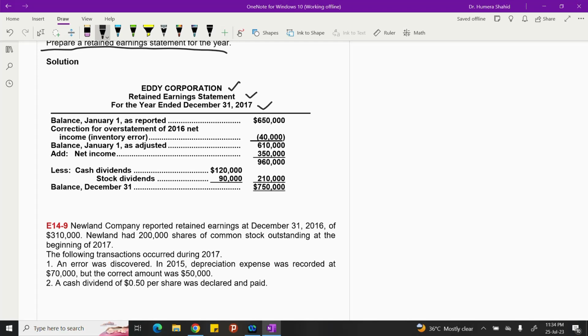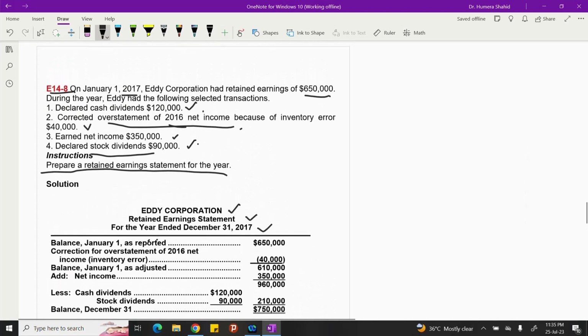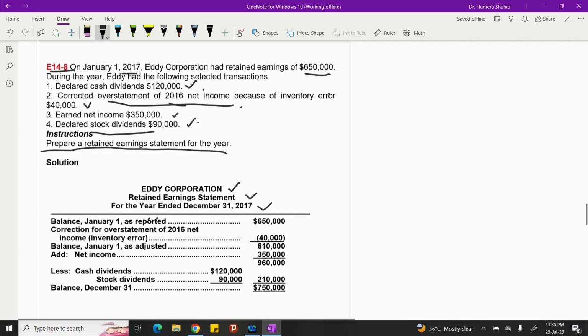Balance on January 1st as reported, it's given over here, 650,000. Then correction of overstatement of 2016 net income. So we are going to deduct it because it was overstated. So the adjusted balance is 610,000. Add the net income. So that is 350,000.